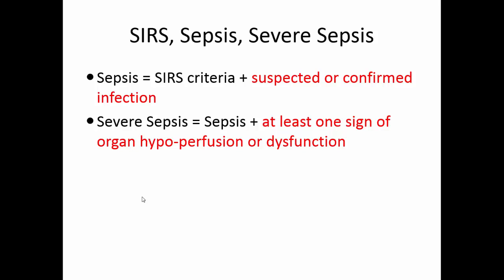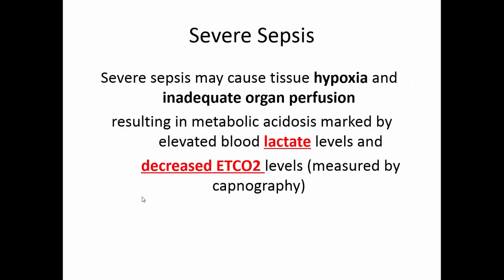When we talk about sepsis, it is essentially SIRS criteria plus suspected or confirmed infection. Severe sepsis is sepsis plus at least one sign of organ hypoperfusion or dysfunction. With severe sepsis, you may see tissue hypoxia and inadequate organ perfusion. This leads to a metabolic acidosis and elevated blood lactate levels. In response to the acidosis, you start breathing faster and you end up having decreased levels of end-tidal CO2. And we can easily measure that using capnography.